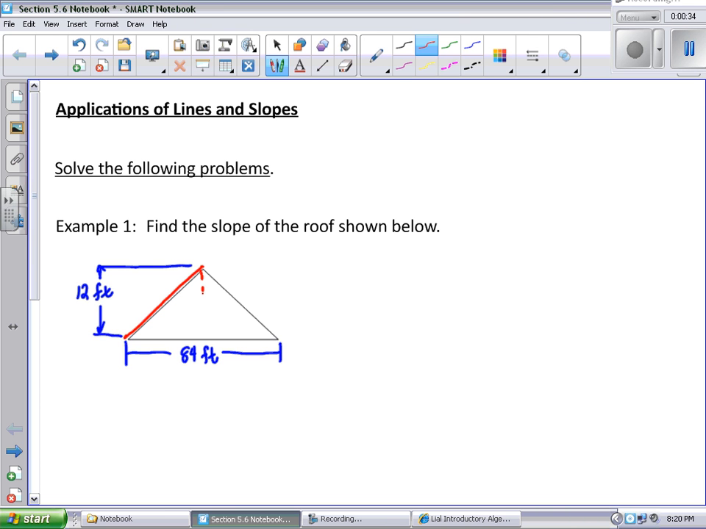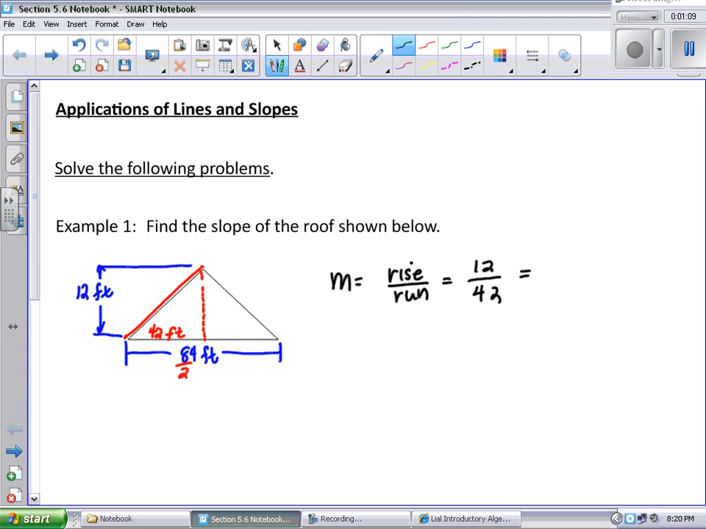Now this is kind of a tricky one. We're going to assume that the roof is symmetric on both sides of this structure. And so our run here is really not 84, but half of 84 or 42 feet long. So our slope, m, is going to be the rise over the run. The slope goes up 12 feet to every 42 feet that it goes across.